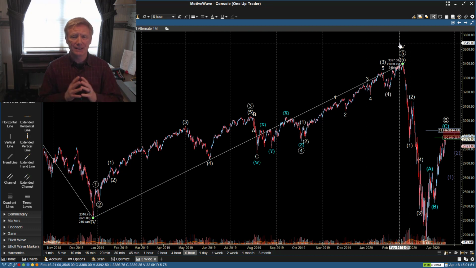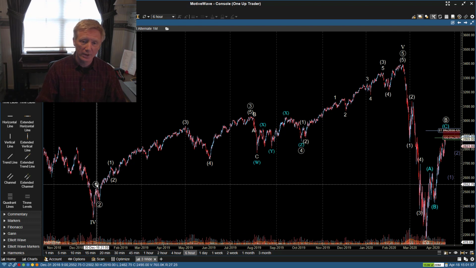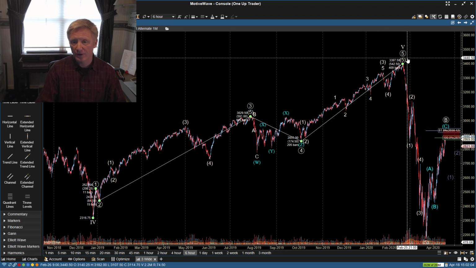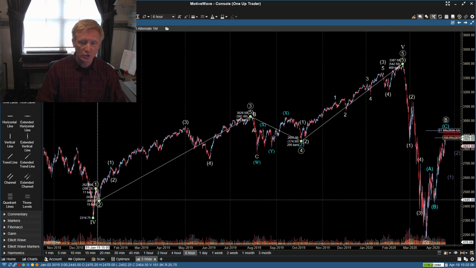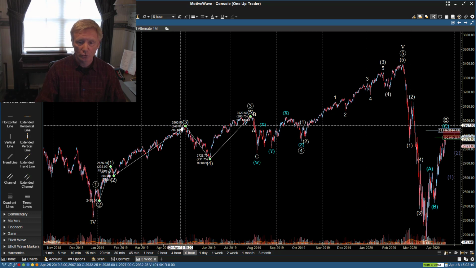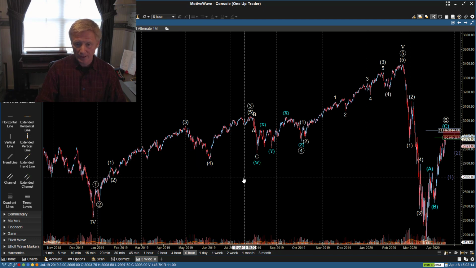Is this an impulse wave? Can you count 5 waves in here? Well, this is one of the ways I'm counting it. You have to get a little creative here. Here's wave 1, 2, 3, 4, and 5. So wave 1, 2, wave 3 is made up of these 5 waves. 1, 2, 3, 4, 5. 4 does not come within 1, so that's okay.